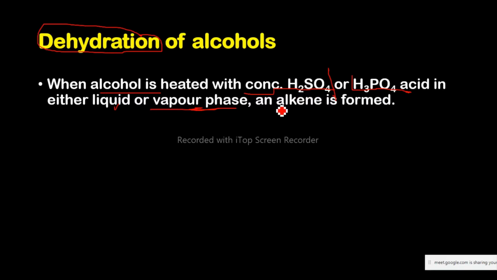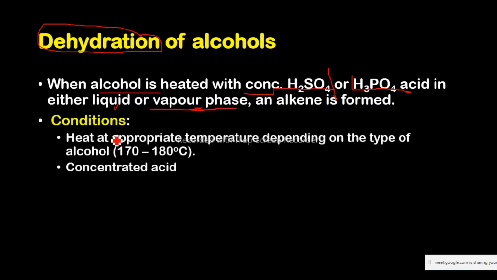And we are going to see that if you don't specify the temperature, you'll be able to form totally different things, different compounds, as I'm going to show you. So the conditions are heat. You must heat, and not just heat, but at a given range of temperatures. And in this case, it is 170 to 180 depending on the alcohol that you are using, if you are using conc sulfuric acid.